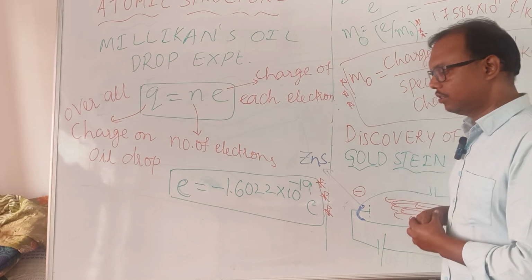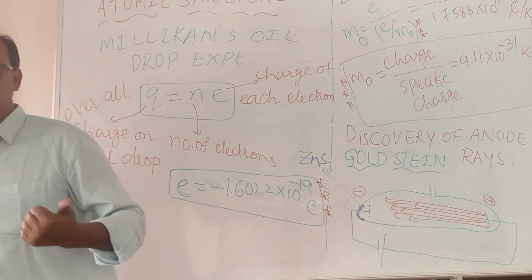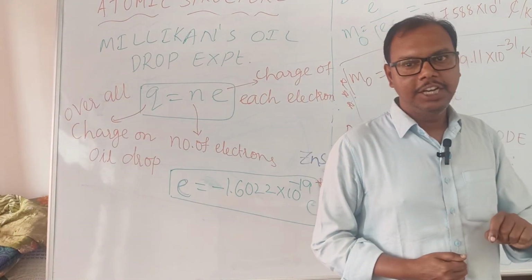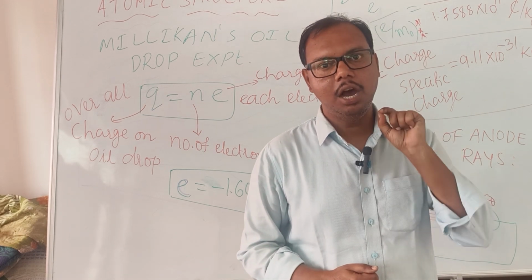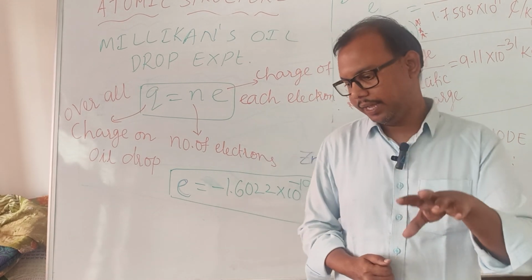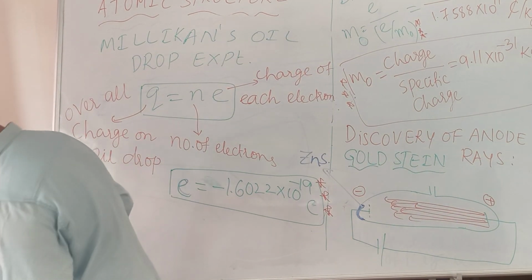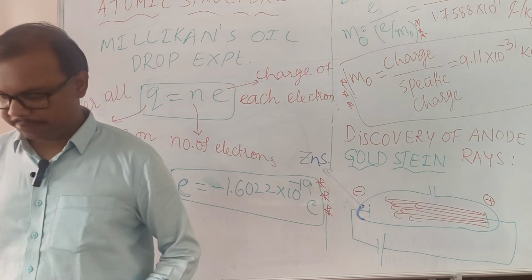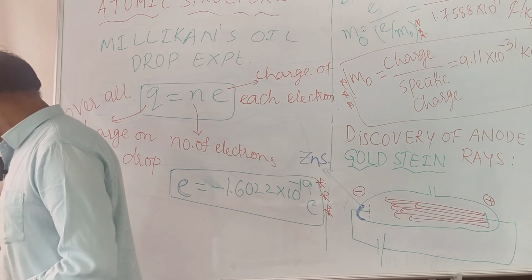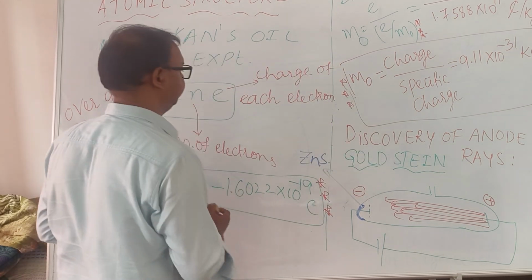One more important point about these rays is that they depend on the nature of the gas. Anode rays depend on the nature of the gas. Why is it so? Let us see one or two examples of how they depend on the nature of the gas.